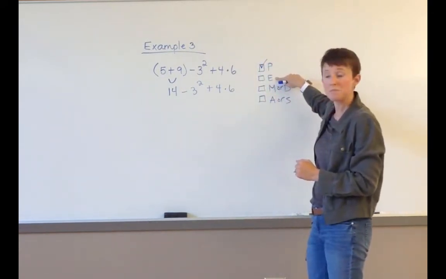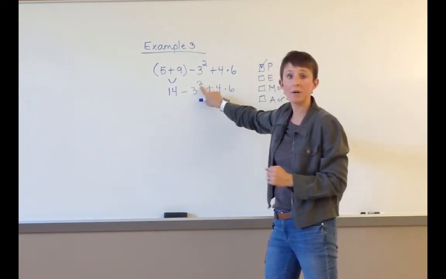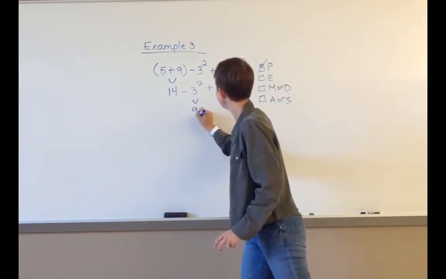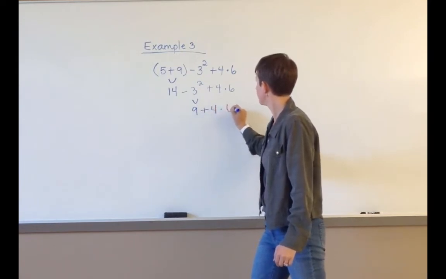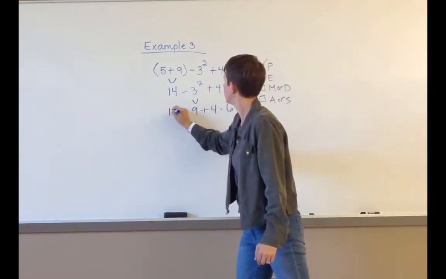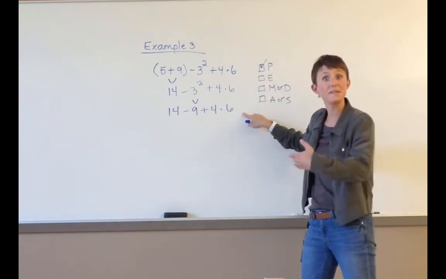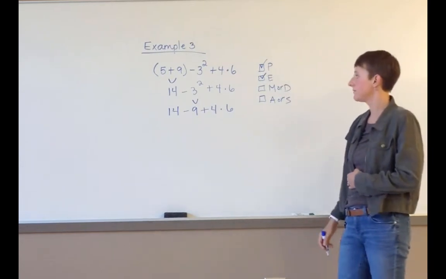Next I need to look for exponents. Right here. 3 to the second power is the same as 3 times 3, which is 9. Then I need to fill in what I haven't done. Looking at my simpler looking expression there, I can see I have no more exponents, so I can check that off.